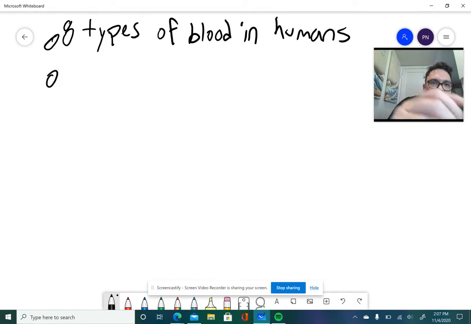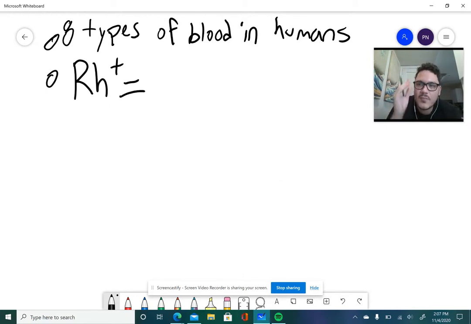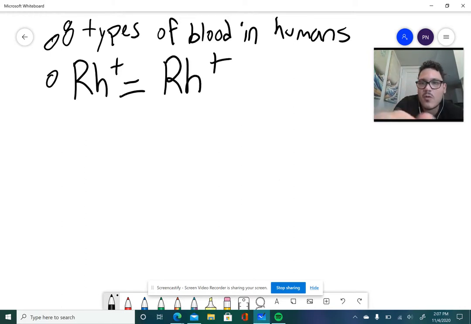In regards to Rh factor, I try to summarize it and keep it as clean and easy as possible for us. If someone is Rh positive, meaning you have the Rh factor, and you need blood and you're receiving blood from someone else, you can receive blood from other Rh positive people, or you can receive blood from Rh negatives.